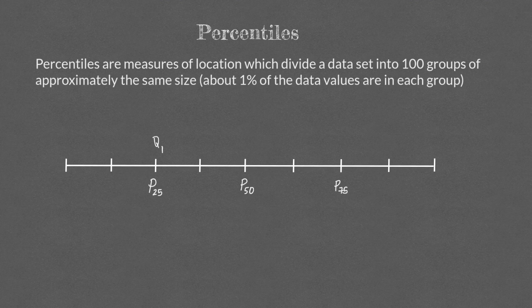Q1 is equivalent to the 25th percentile. In other words, the first quartile is equal to the 25th percentile. Q2 is equal to the 50th percentile, and Q3 is equal to the 75th percentile. So quartiles break up the data into 4 equal groups, where percentiles break up the data into 100 groups.